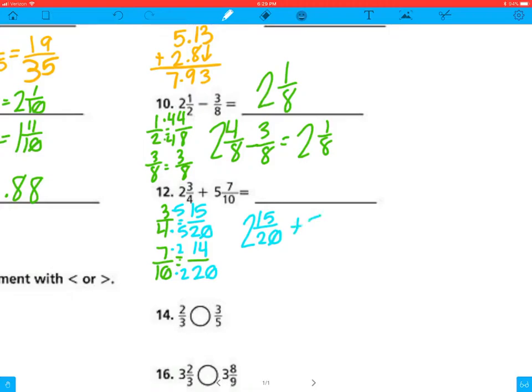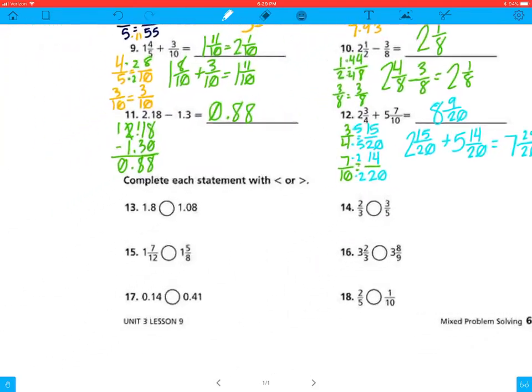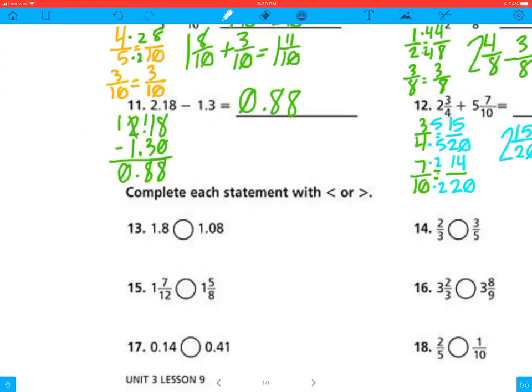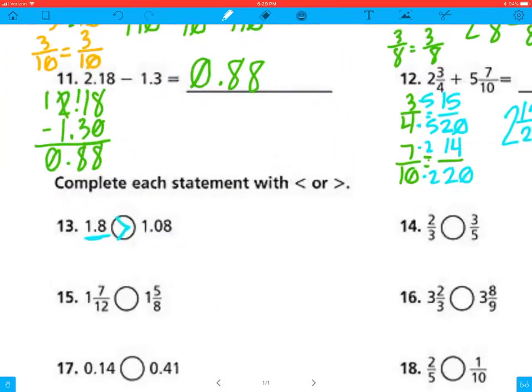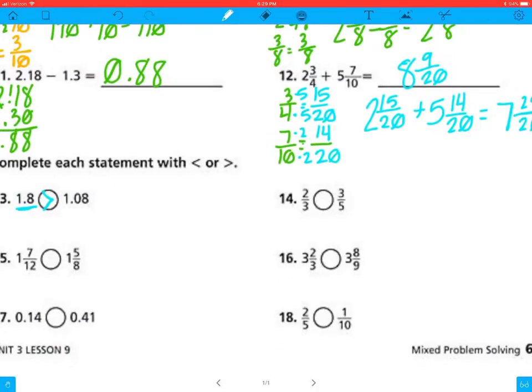And I add 5 and 14/20. I get an answer of 7 and 29/20. Or I could simplify into 8 and 9/20. Whew. My final answer. So for the rest of these, it's a greater than, less than, or equal to. So that's like saying 180 or $1.08.